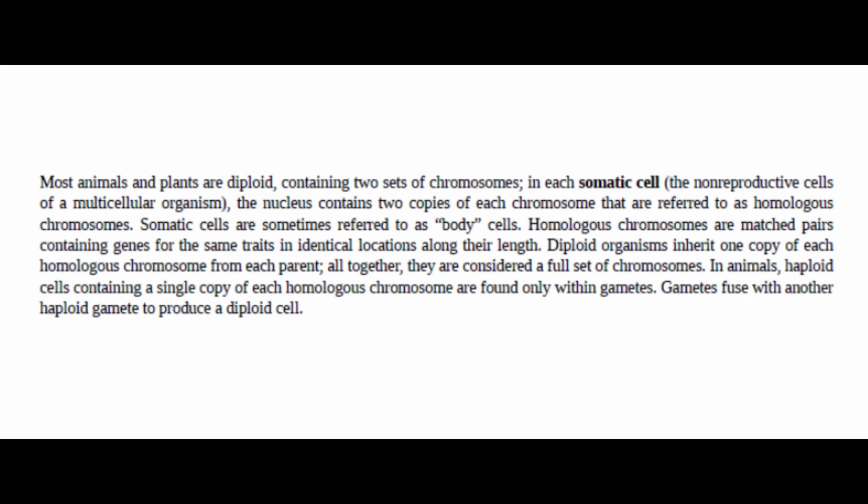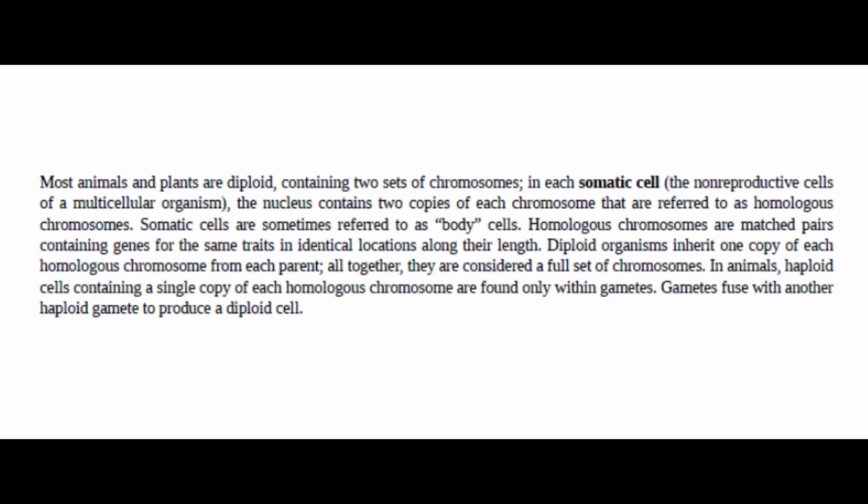In each somatic cell, the non-reproductive cells of a multicellular organism, the nucleus contains two copies of each chromosome that are referred to as homologous chromosomes. Somatic cells are sometimes referred to as body cells. Homologous chromosomes are matched pairs containing genes for the same traits in identical locations along their length. Diploid organisms inherit one copy of each homologous chromosome from each parent. Altogether, they are considered a full set of chromosomes.